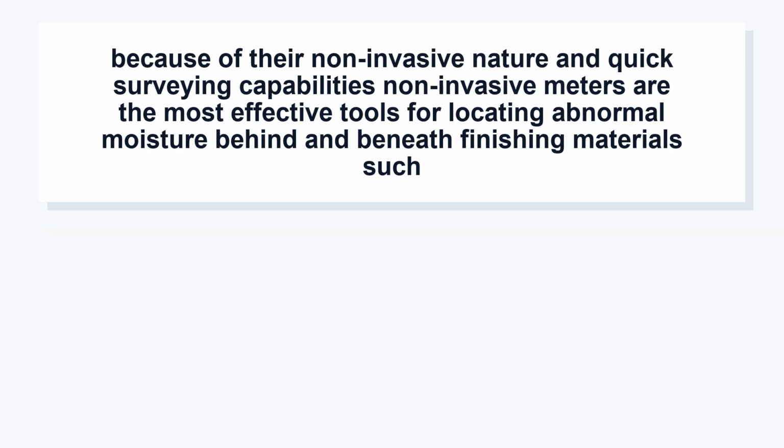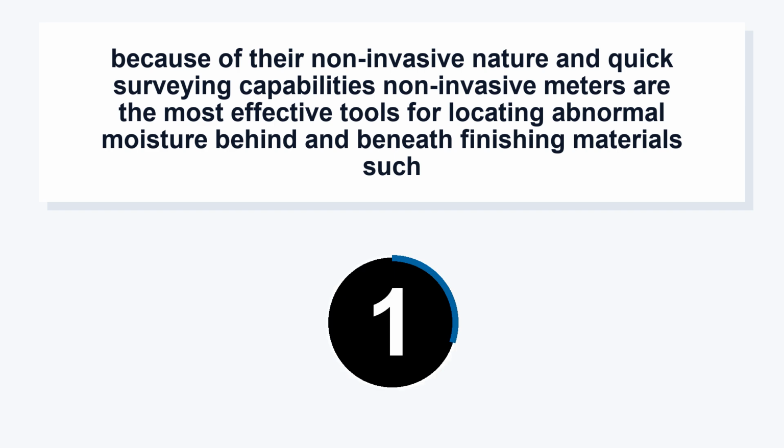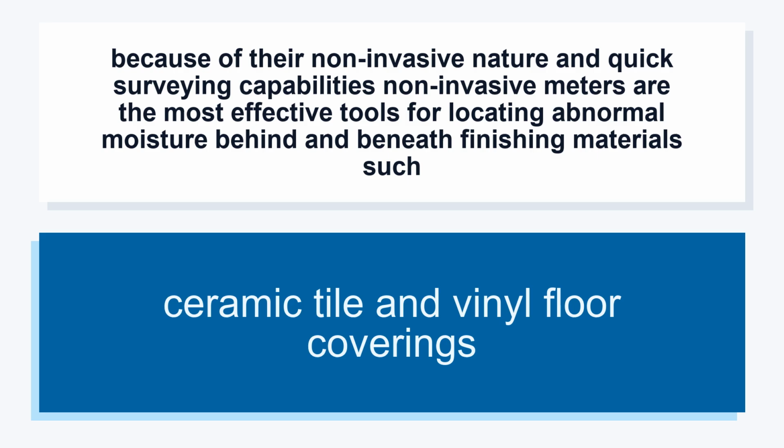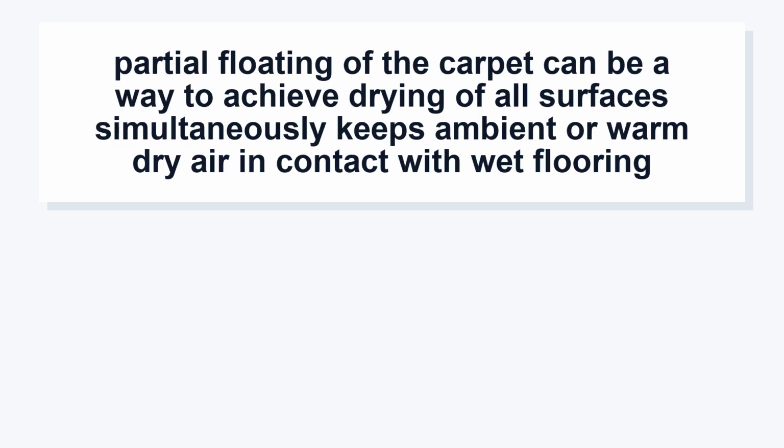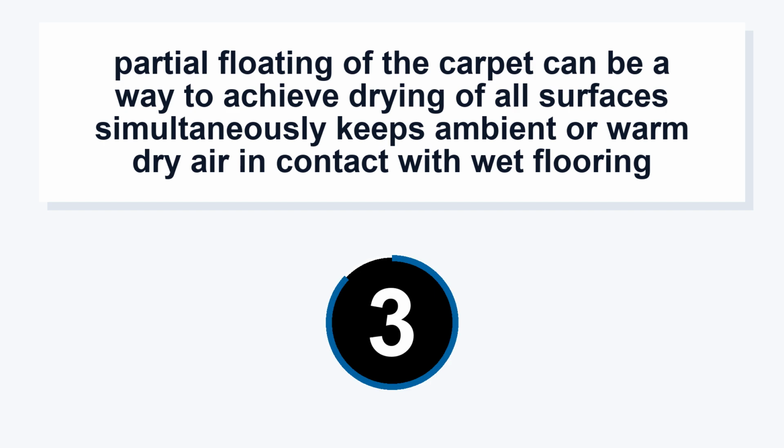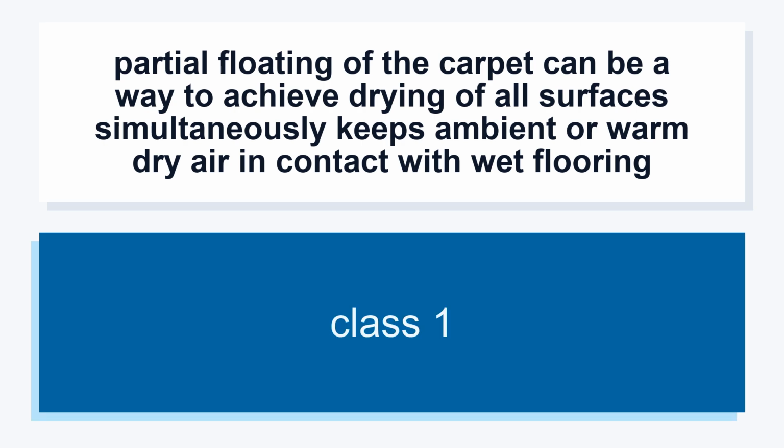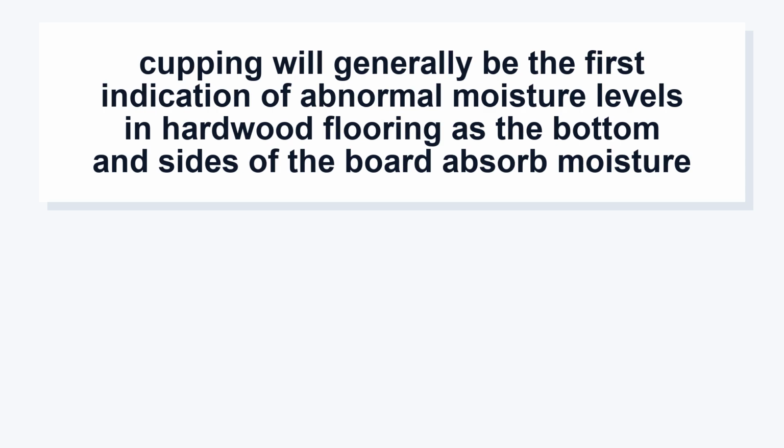Because of their non-invasive nature and quick surveying capabilities, non-invasive meters are the most effective tools for locating abnormal moisture behind and beneath finishing materials such as ceramic tile and vinyl floor coverings. Partial floating of the carpet can be a way to achieve drying of all surfaces simultaneously, keeps ambient or warm dry air in contact with wet flooring. Class 1. Cupping will generally be the first indication of abnormal moisture levels in hardwood flooring, as the bottom and sides of the board absorb moisture.